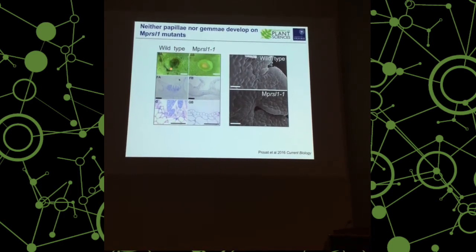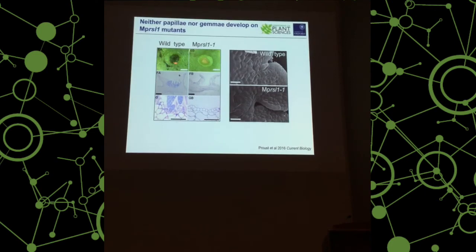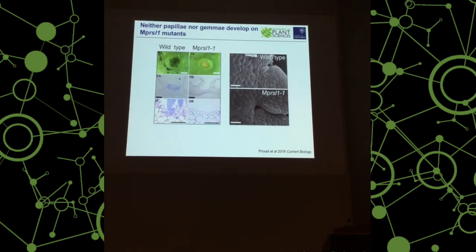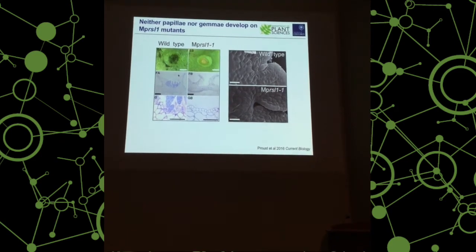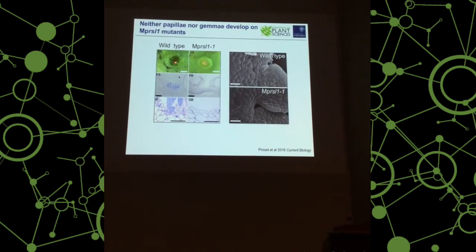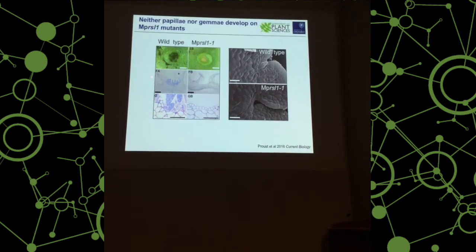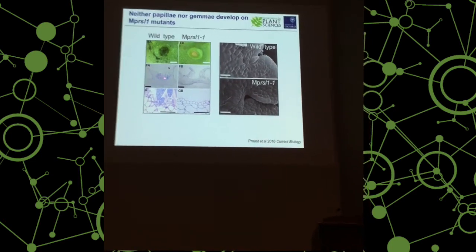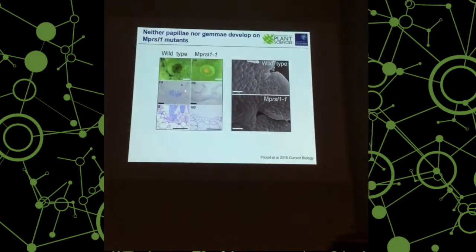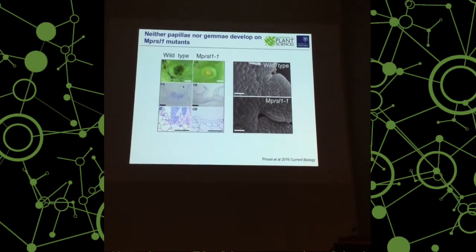We found in wild type, there are these gemma cups. These are the structures in which the gemmae, those asexual propagules, form. And in wild type, these are chock full of these things. If you take a slice through them, you can see them inside here, all packed in close. These are the walls of the cup here, and then these are the gemmae.